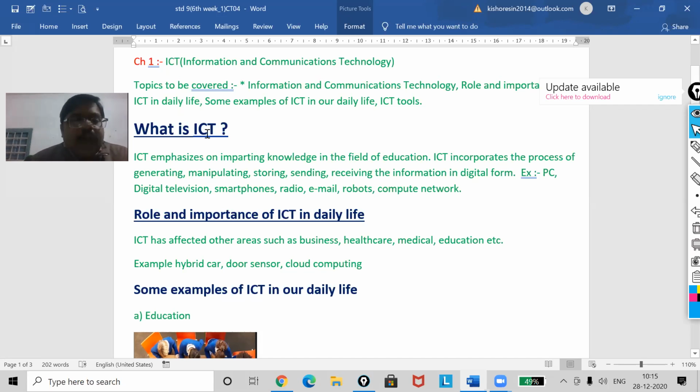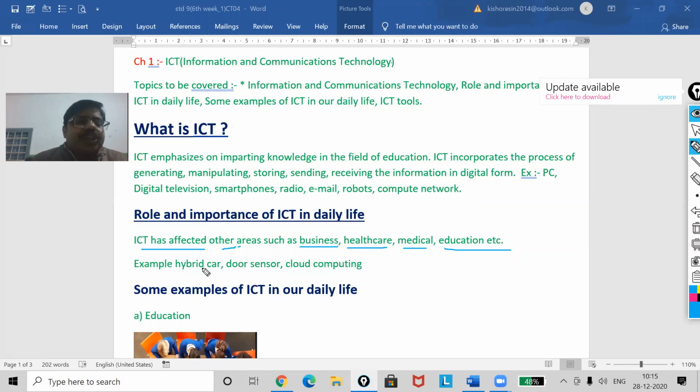Now, you can see, my dear, ICT has affected many areas, such as business, healthcare, medical, educations. All I will discuss one by one. Now, I'm giving some examples by which you can understand it.